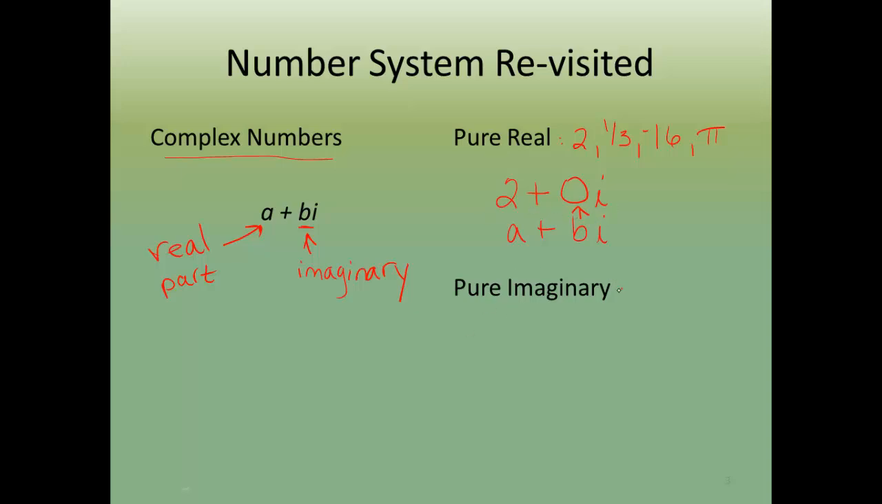Same thing with pure imaginary numbers, things like 4i, i root 3. They can also be written in the form of a plus bi, but in the case of a pure imaginary number, the a value is going to be 0.